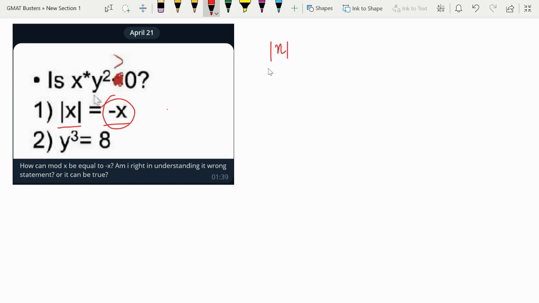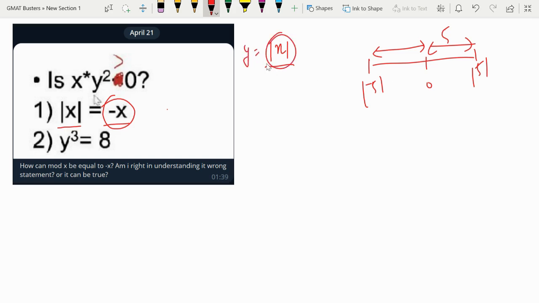Mod x, or absolute value of x, is the distance of x from 0, right? So let us say this is 0. If this is 5, mod 5 is equal to 5. If this is minus 5, then also mod 5 is equal to 5 only, because it is a distance. So as we have studied, if y is mod x, it can never be negative because it is just a distance.